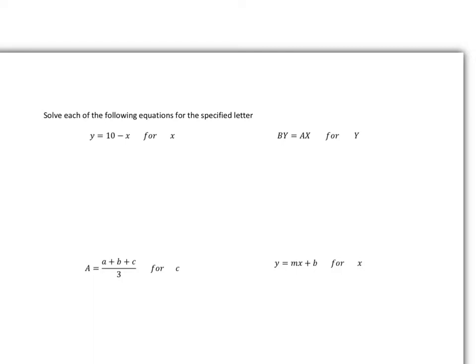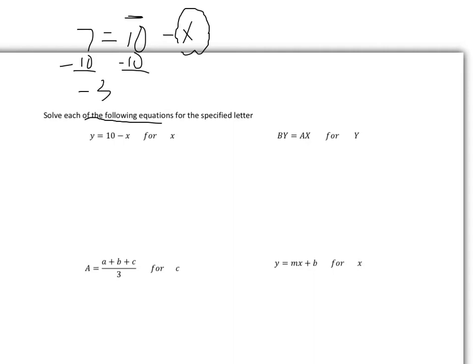If you notice in this first one, we have y equals 10 minus x, and we're trying to solve this for x. Well, the idea is the same if we had something like 7 equals 10 minus x. If we're trying to solve for x, we're trying to isolate this x right here. So if we want to isolate the x, we need to get rid of the 10. So we're going to subtract 10 from both sides. After we do that, 7 minus 10 is negative 3. Here our 10's cancel, and then we bring down our negative x.